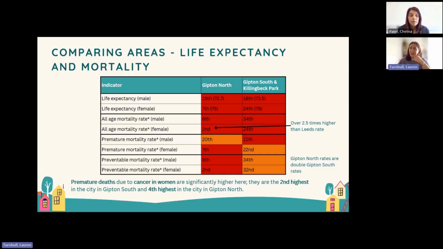That's really concerning. And also just generally, it seems that the ranking for females in the area is higher than males often, so something around women's access to healthcare potentially. And we found that premature deaths due to cancer in women are significantly higher here, and that's the second highest out of 107 MSOAs in Gipton South, and fourth highest in Gipton North.